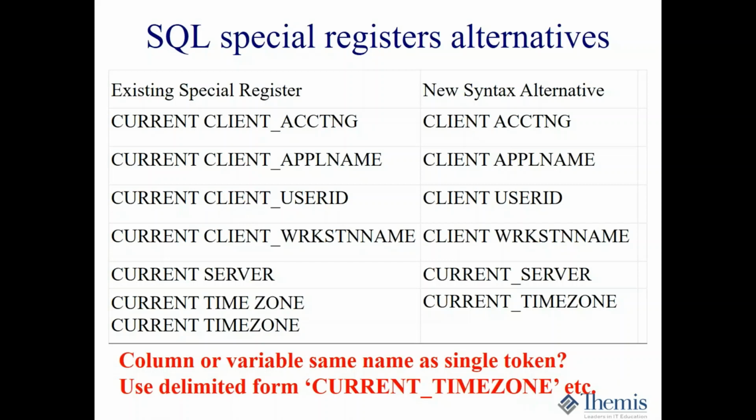But be careful, because if you use these new syntax alternatives as the name of a column or a variable, then DB2 will get confused. Do you mean the special register or do you mean the variable? So if it is a variable or a column name, you will have to use the delimited form of the column name or the variable. In other words, put it in quotes.